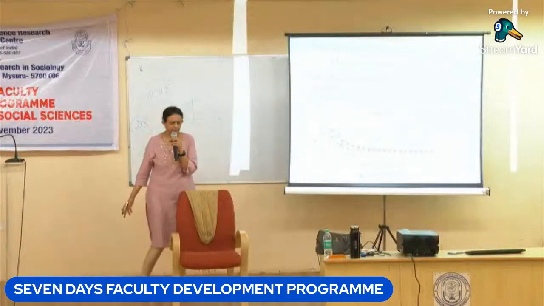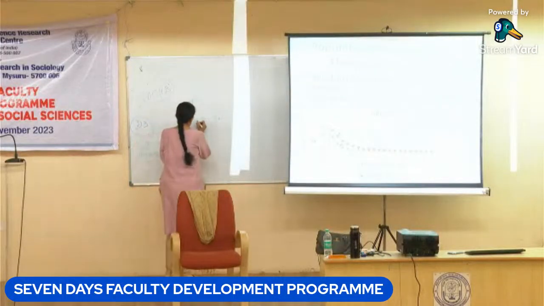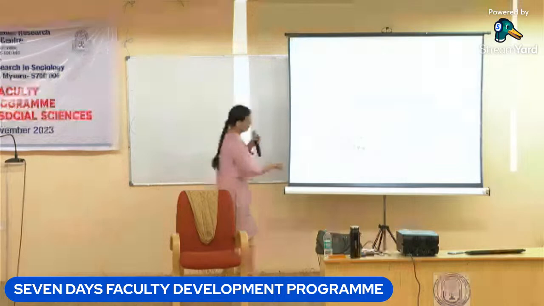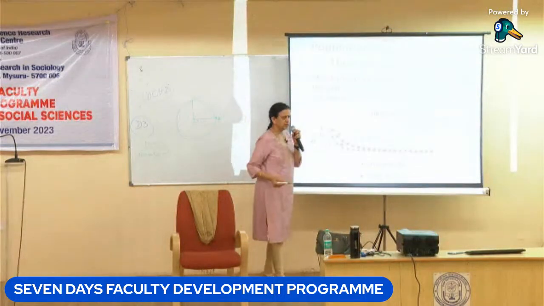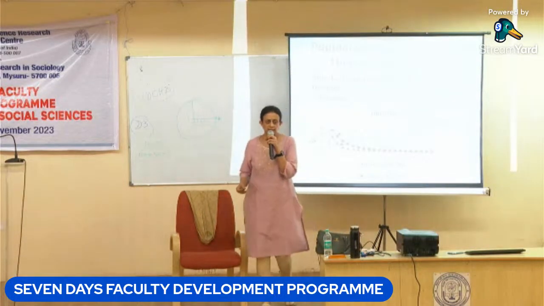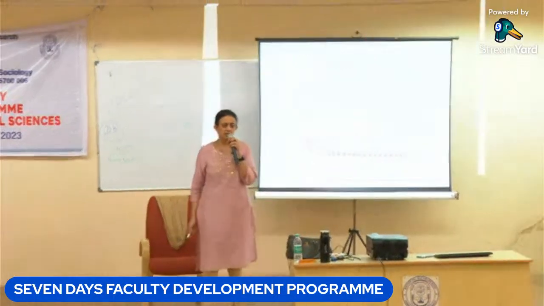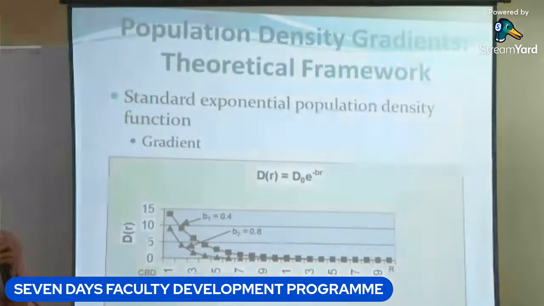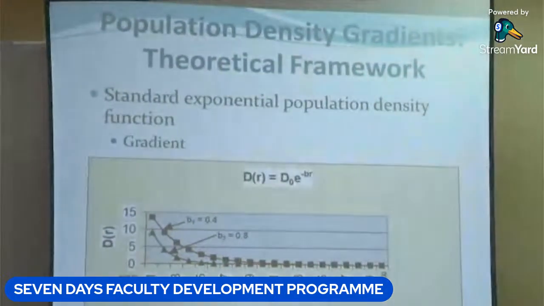and so forth. From 1 kilometer, 2 kilometer, 3 kilometers. Here, what you are measuring is density. Density in terms of number of people per square kilometer of land or square mile. So that is here.